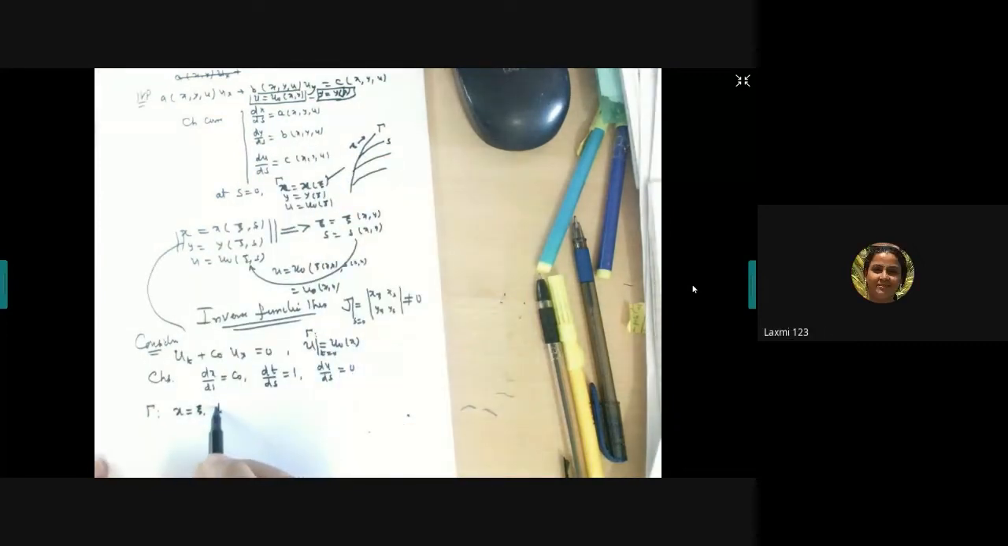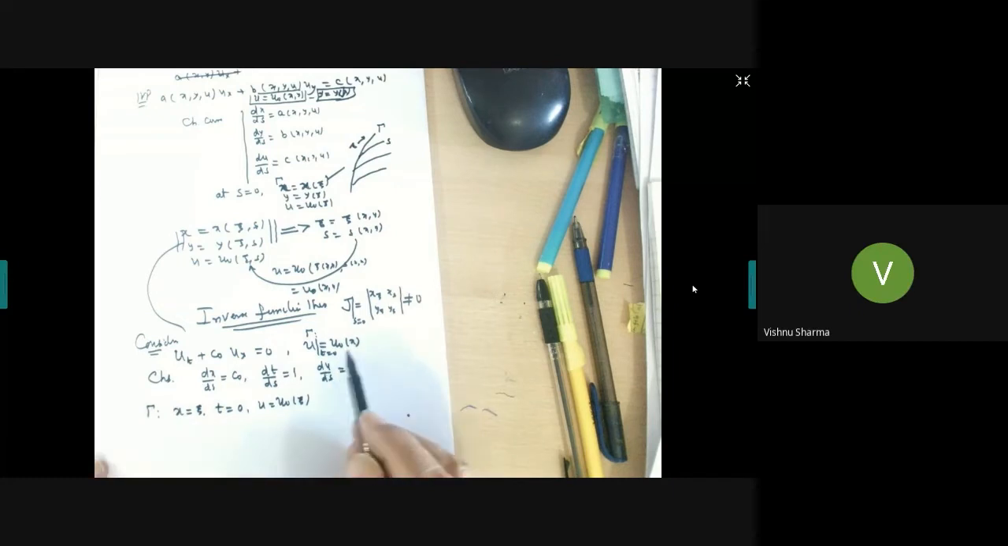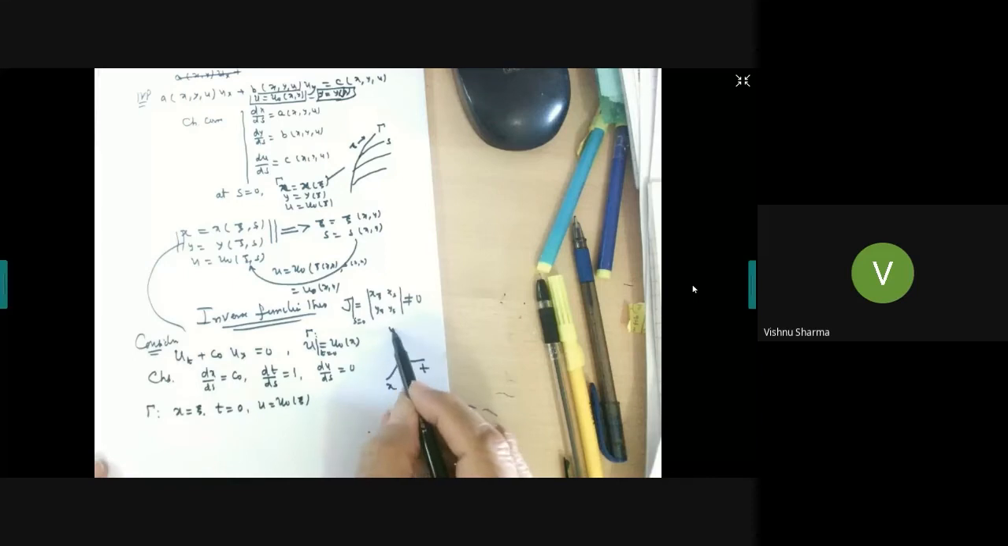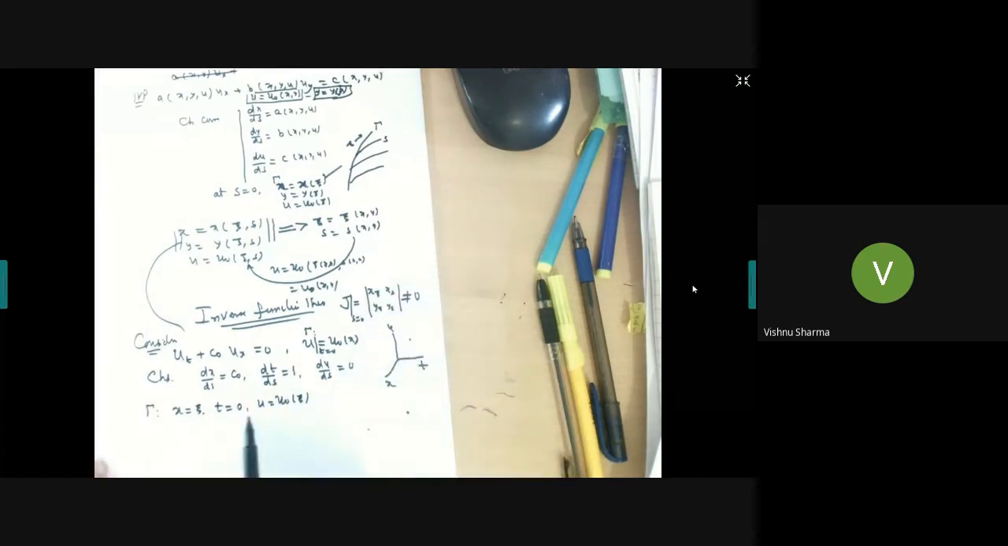What is t? t equal to 0, and u is equal to u naught of xi. So these are the parametric equations of this curve in x t u space. This is a space curve, not a plane curve. If the position vector of a point in space depends on one parameter, the locus would be a curve in space.